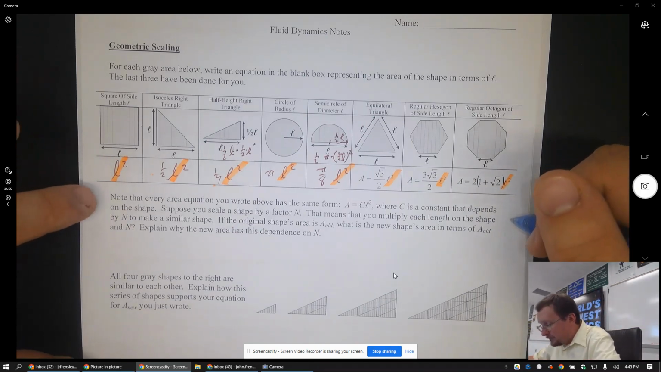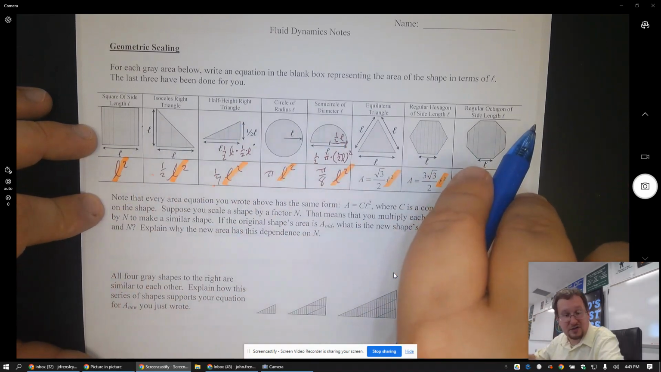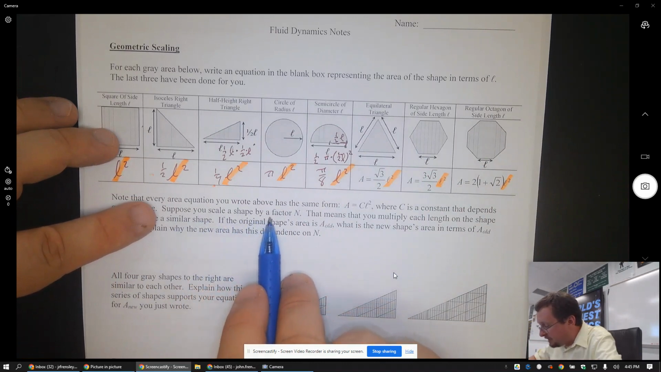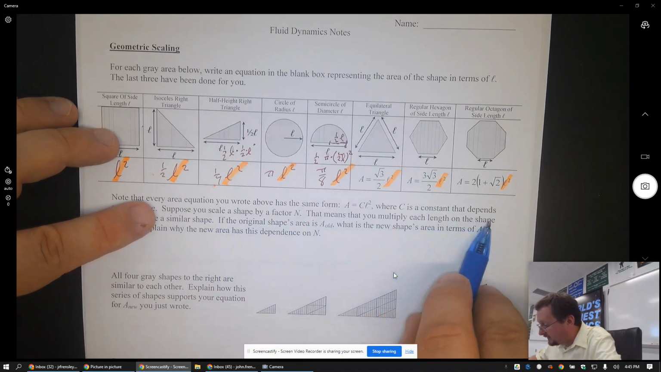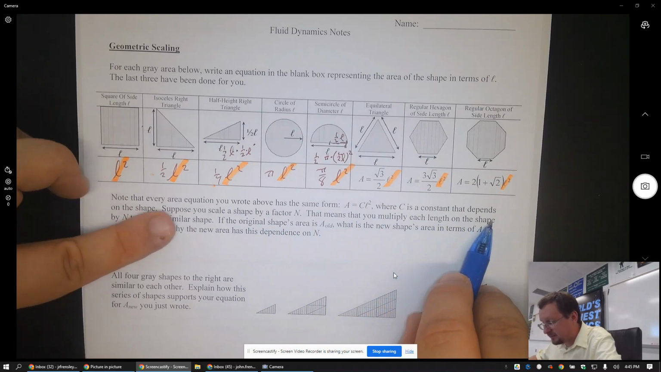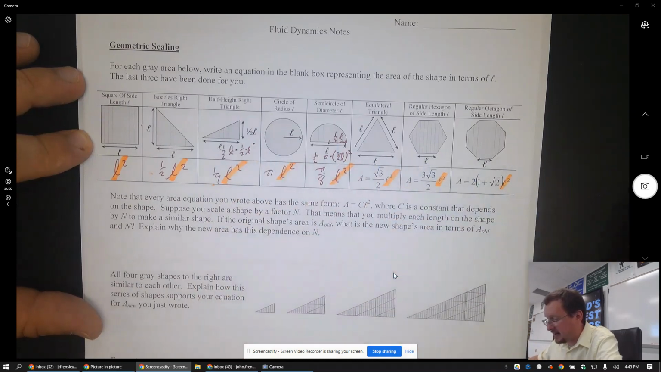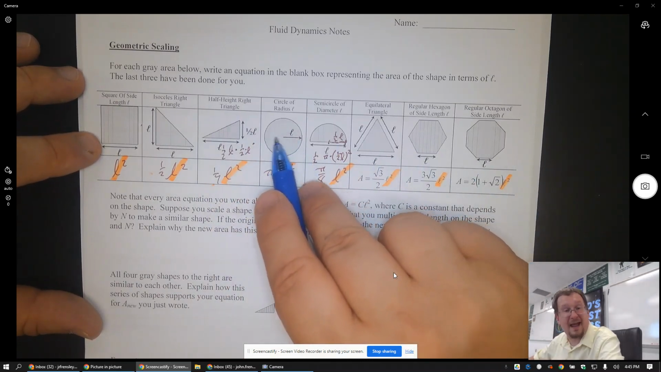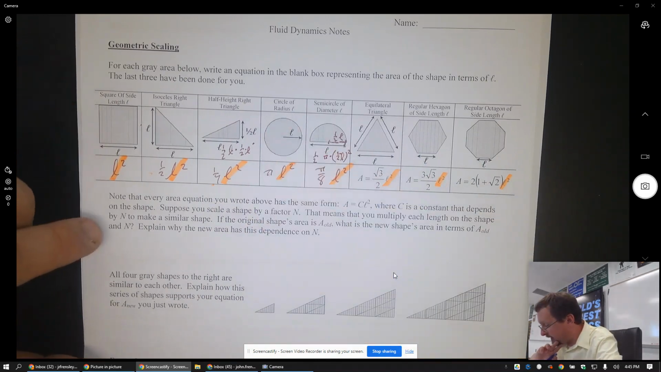Okay, now, it depends on the shape. And the shape does not have to be a nice geometric shape either. It can be an ugly, irregular shape too. Suppose you scale the shape by a factor n. What does that mean? That means you multiply all the lengths of the shape by n to make a similar shape. So all these lengths are multiplied by n. When you scale up a circle, the radius is multiplied by n, and the diameter is multiplied by the same n, and the circumference is multiplied by the same n.